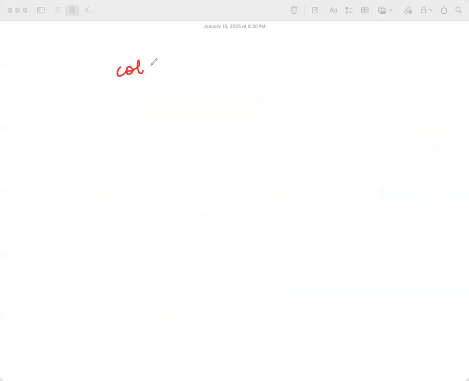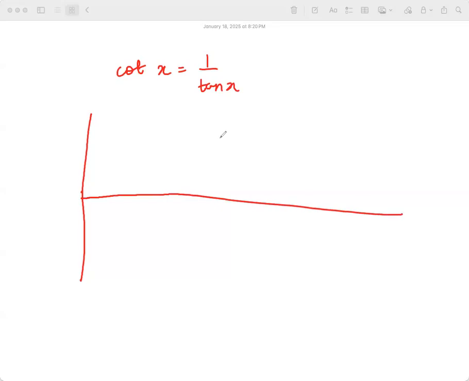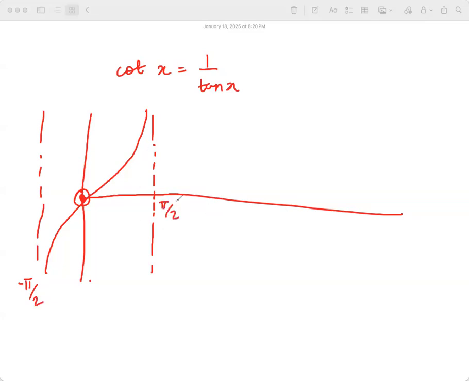The same with cot. Cot x will be equal to 1 by tan x. You know the graph. This is a reciprocal function. So again, the graph was like this, remember? The period was like this. It went like this, right? So this was the origin. This was minus pi by 2. This is pi by 2. So it went like that.